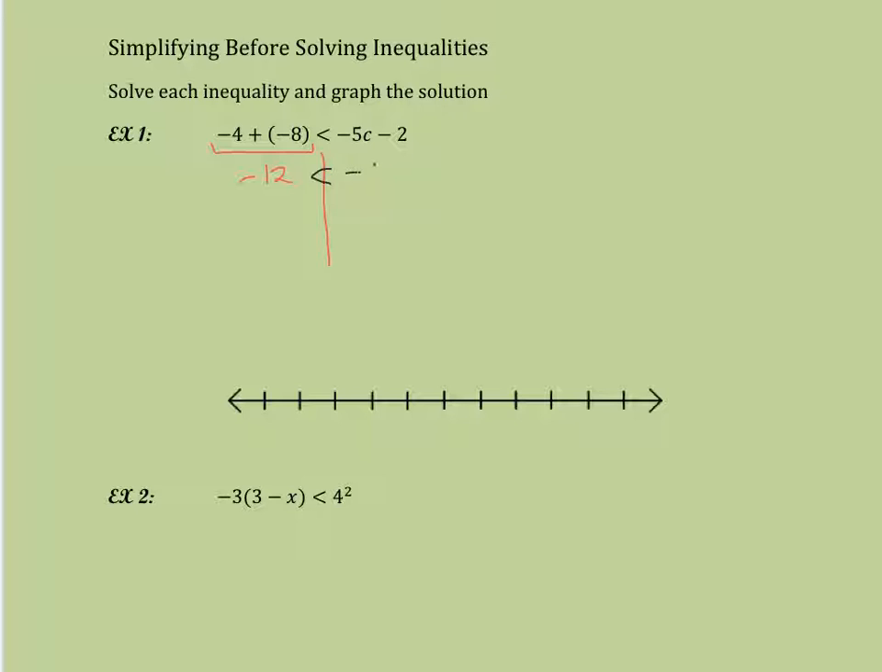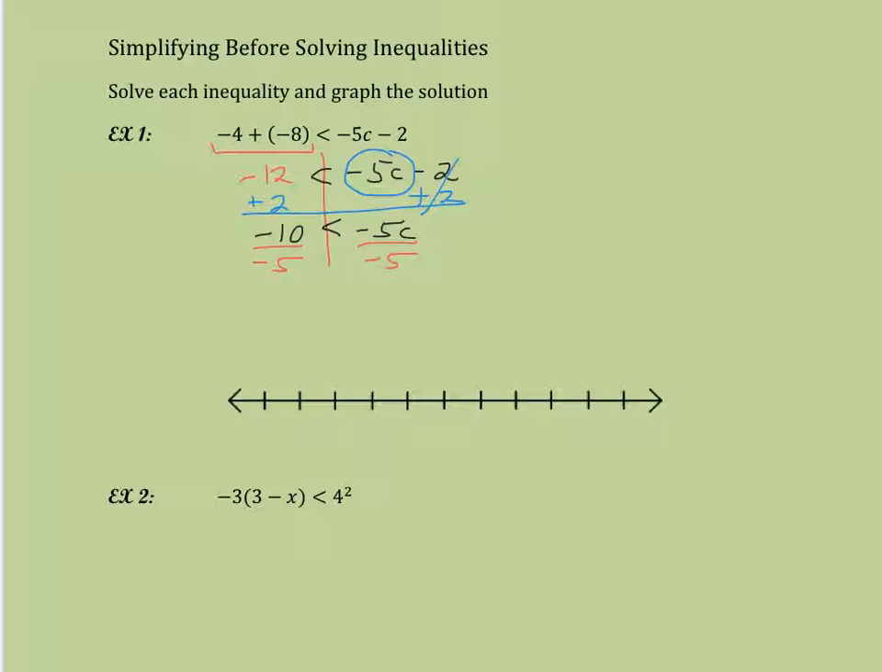So we've got a negative 5c minus a 2. Now we want to get the c term by itself, so we want to get rid of the minus 2. So we're going to add 2 to both sides. A negative 12 and a positive 2 is a negative 10, less than negative 5c. To solve for c, we're going to divide by negative 5.